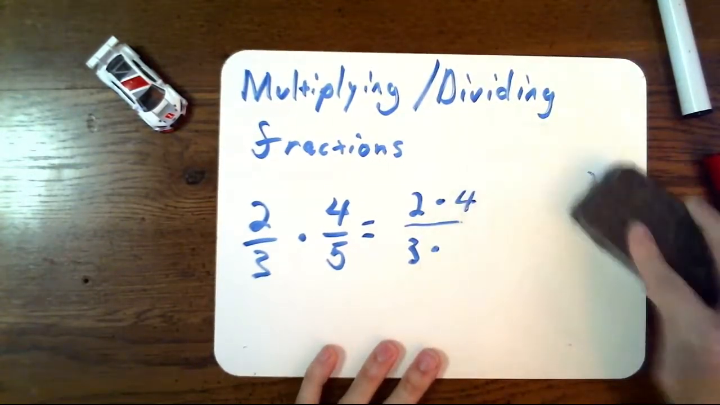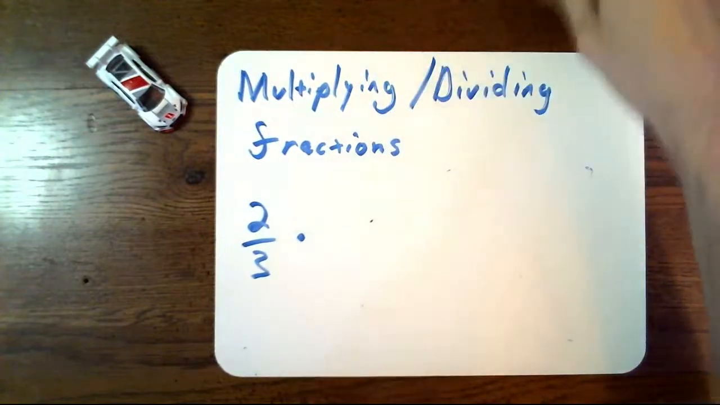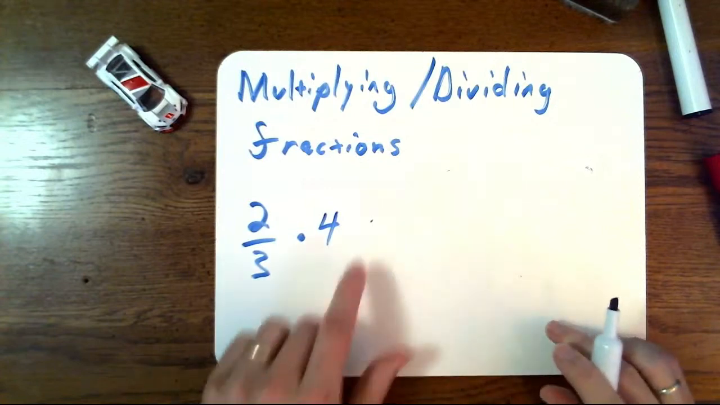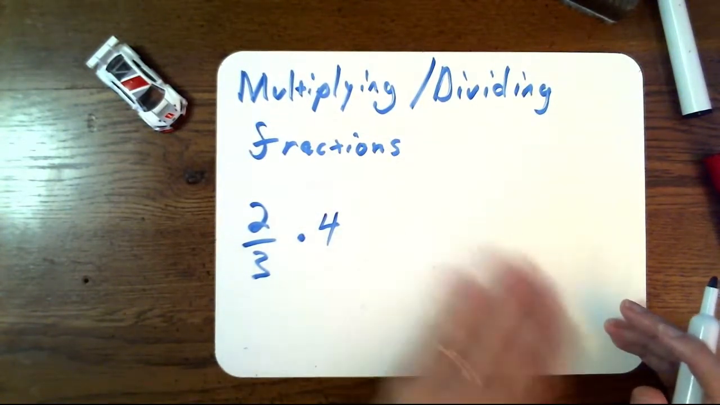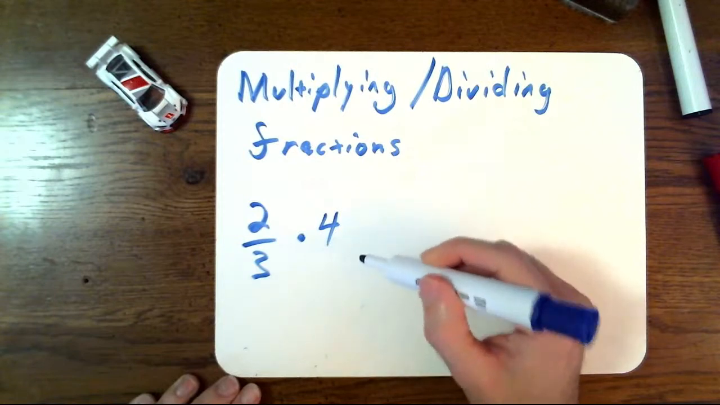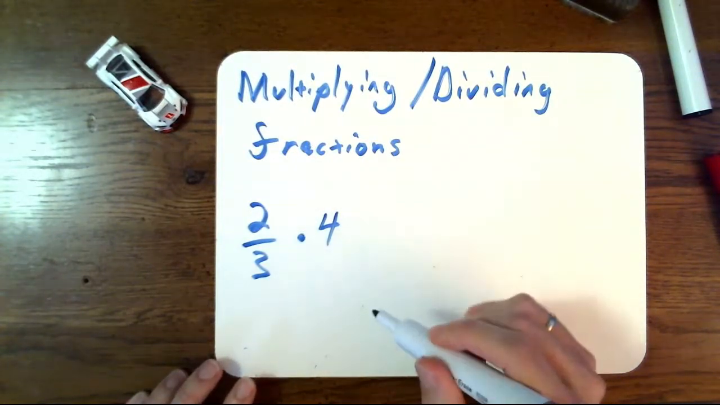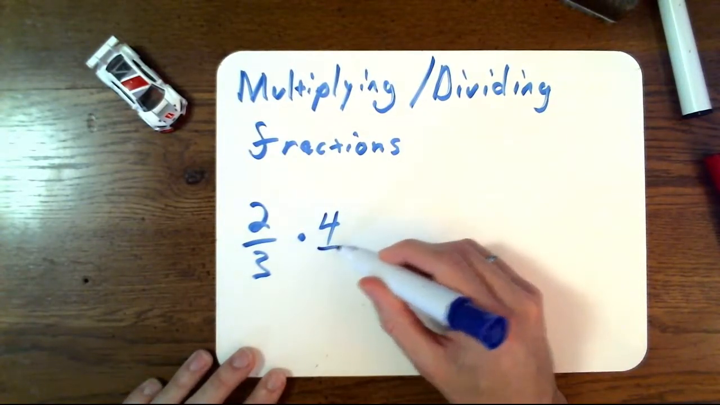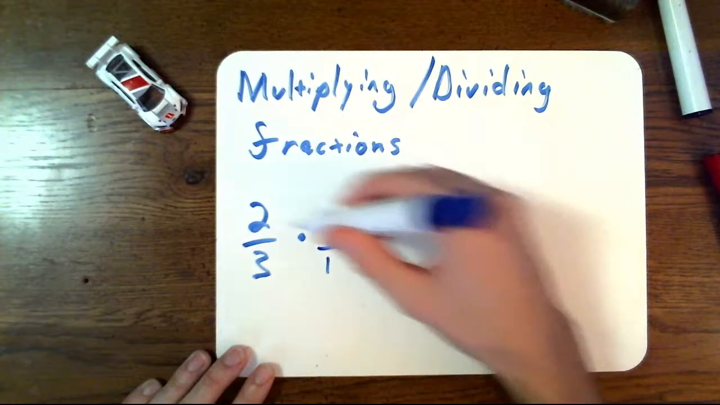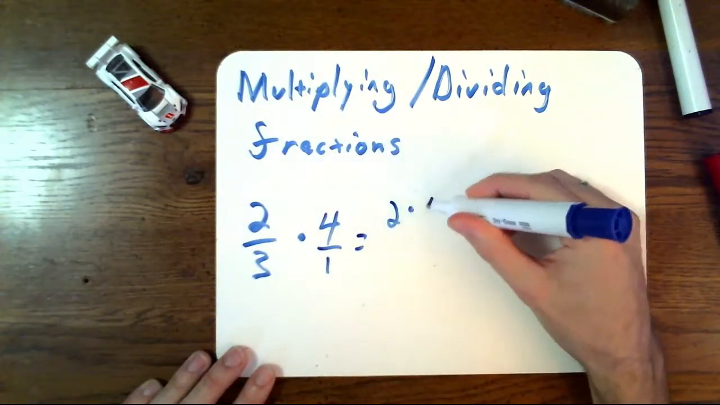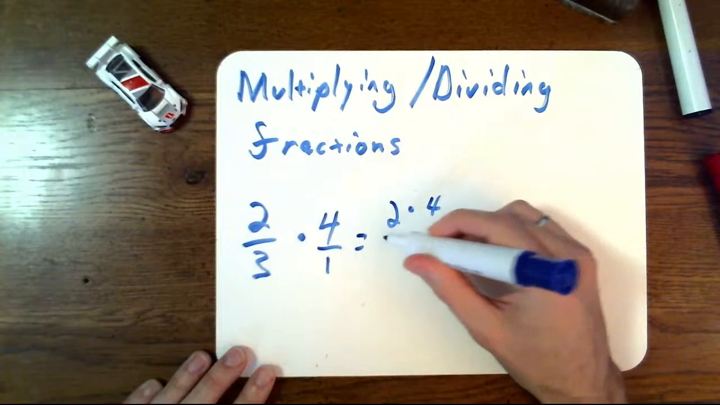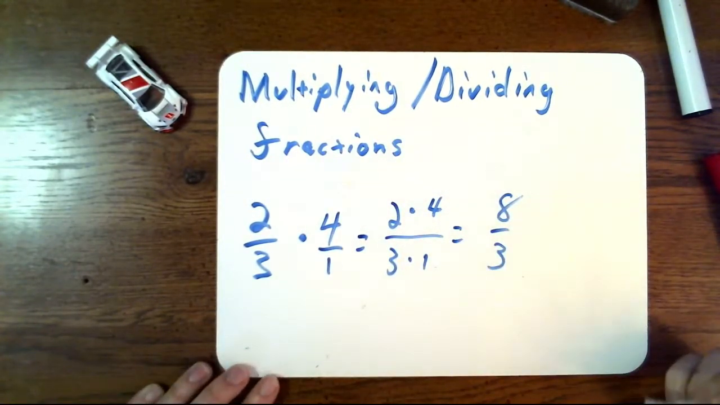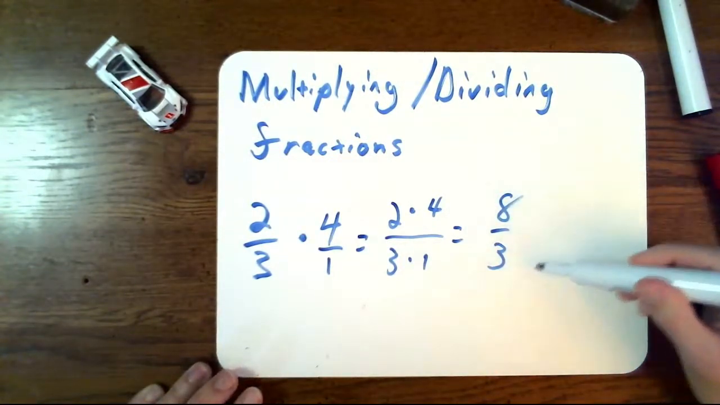But what if it's a fraction and a number? What if it was just 4? 2/3 times 4. Well, there's a special way of going about it. You can write any number as being over 1, and it is still mathematically equivalent. So I'm going to rewrite 4 as 4 over 1, and now I'm going to carry out the same kind of idea. 2 times 4 in the top, 3 times 1 in the bottom, so that's 8 over 3. So this could be a possible answer.